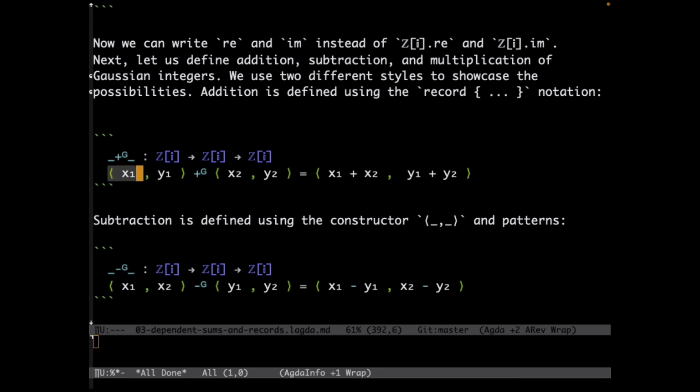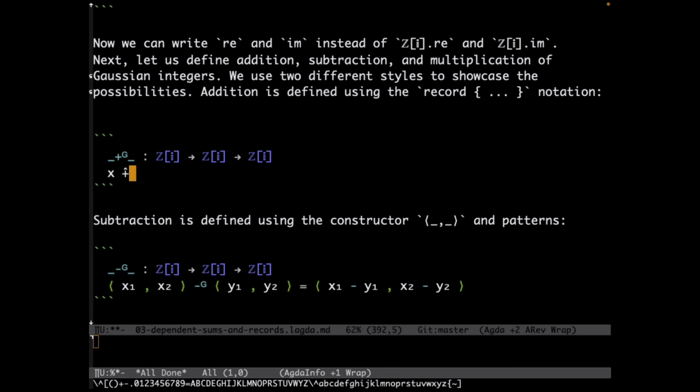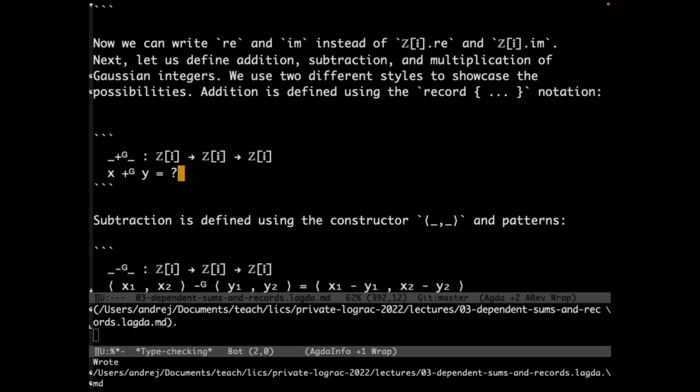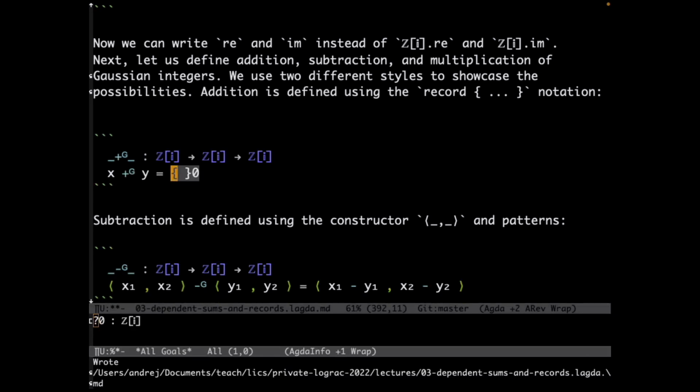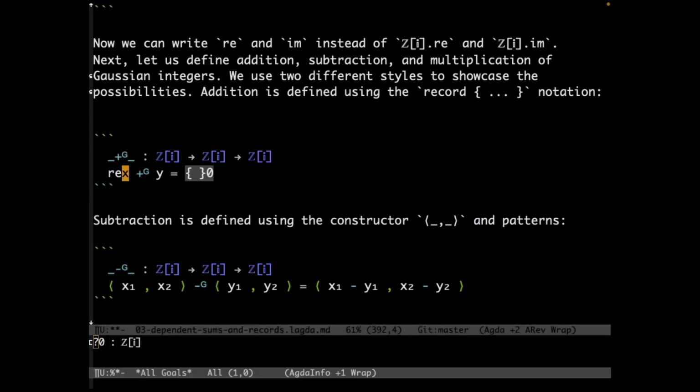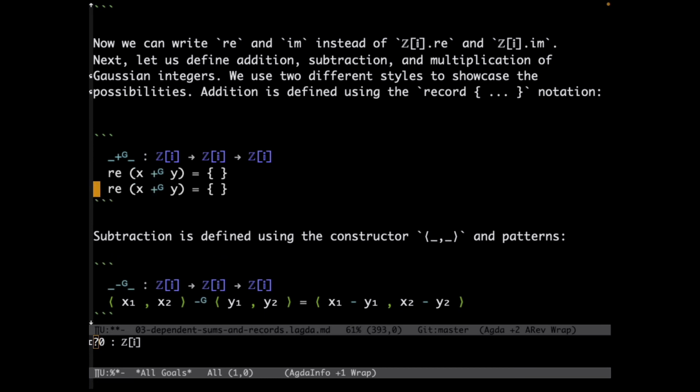So you can pattern match on the input already. There is a third one which is called copatterns, and that one works as follows. You say, I want to define x plus y, and I need to give the real and the imaginary component. I will give each component separately by saying the real component is this, and the imaginary component is that, like this.